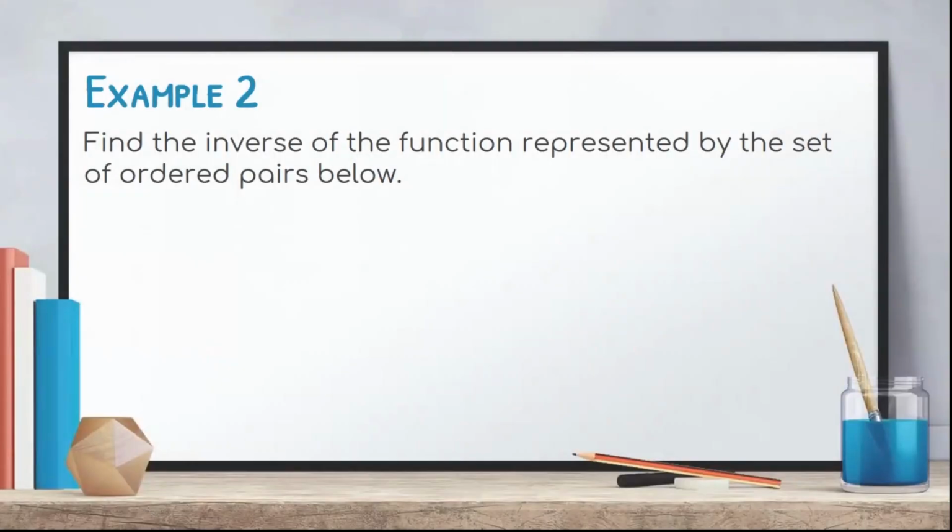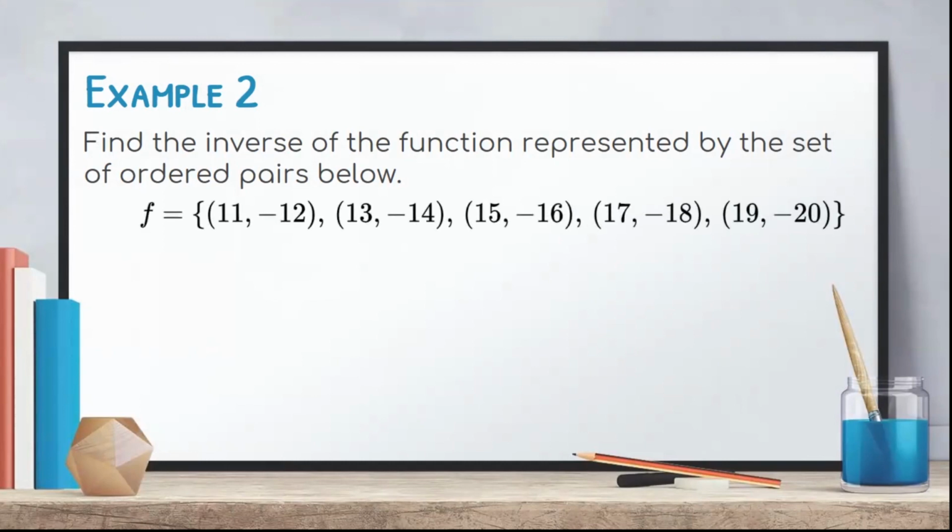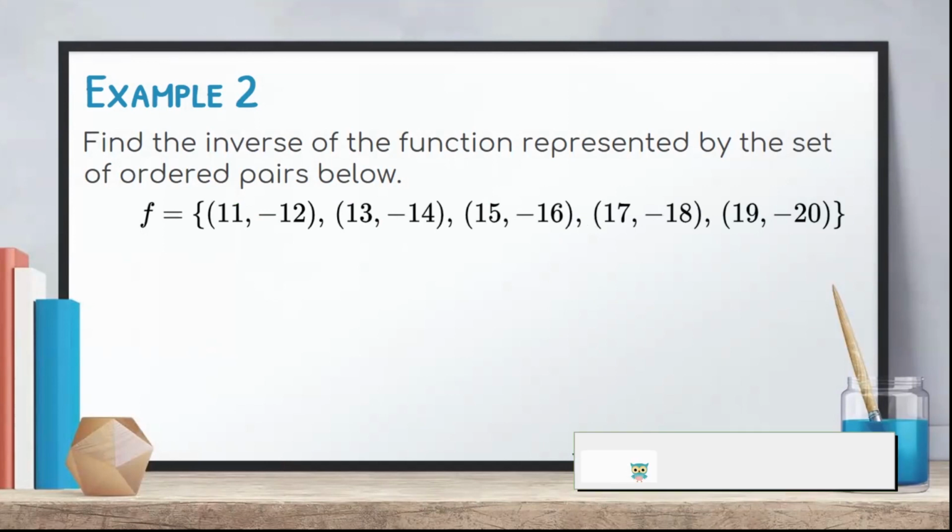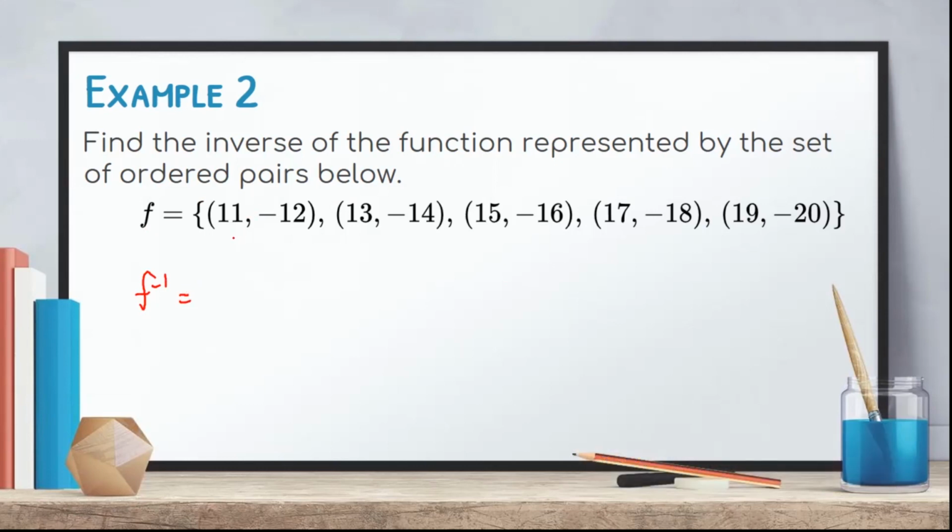Let us have another one. Find the inverse of the function represented by the set of ordered pairs below. F is equal to the set of (11, -12), (13, -14), (15, -16), (17, -18), and (19, -20). Again, to solve for its inverse denoted by f raised to -1, what we need to do is simply interchange the values of x and y.